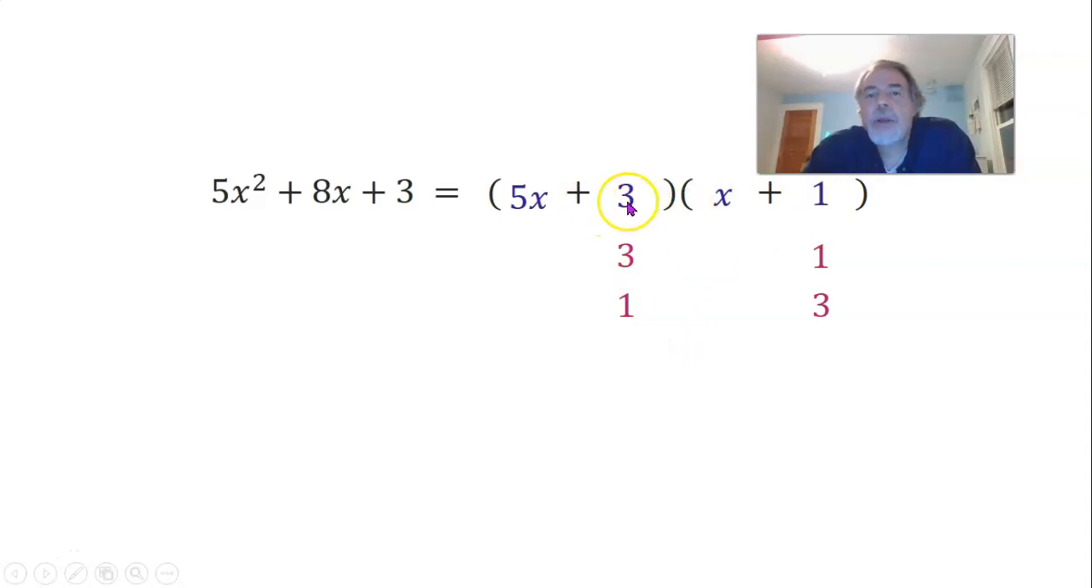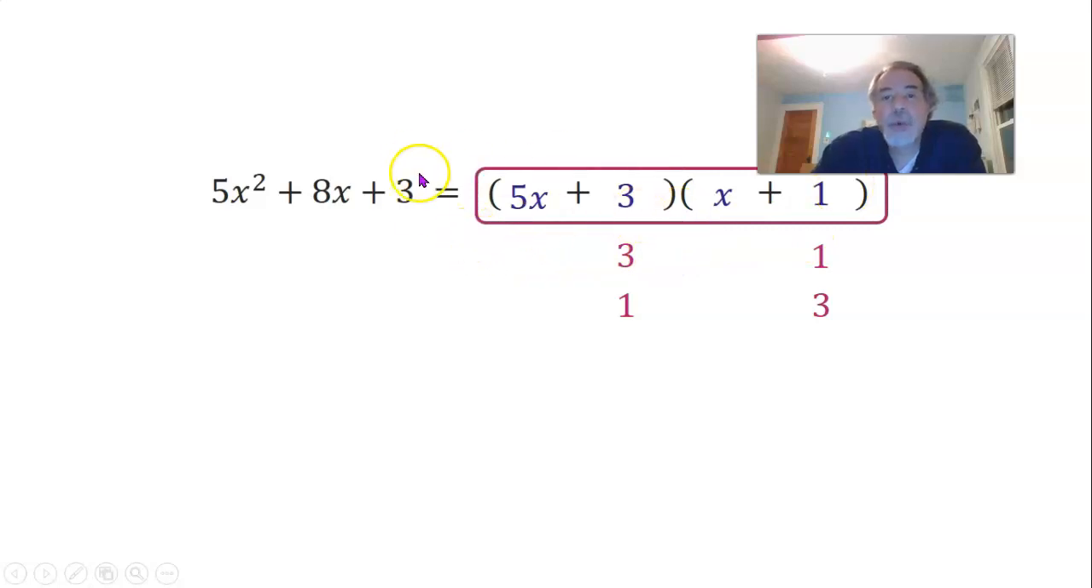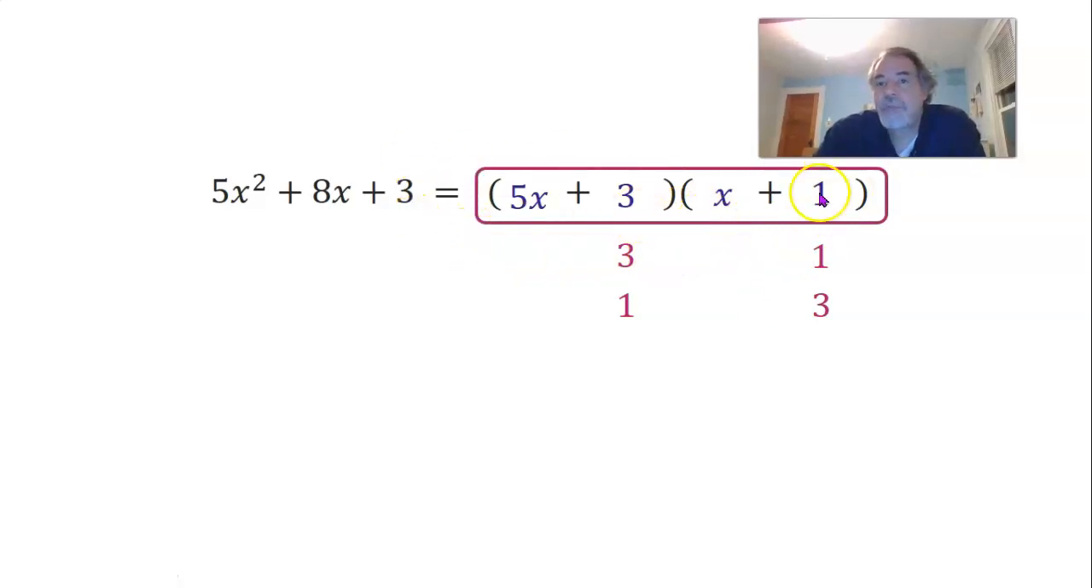So which way is going to work? Well, it turns out we want the 1 on the outside, the 3 on the inside, and then always, once you think you have it figured out, always check. Multiply it out with the FOIL method, and make sure the F and the O and the I and the L come out to give you whatever it is you started with. So 5x times x, 5x squared. Outside we get 5x. Inside we get 3x. Those do add up to 8x. And last we get 3 times 1 is 3. So that is the correct factoring: 5x plus 3 times x plus 1.